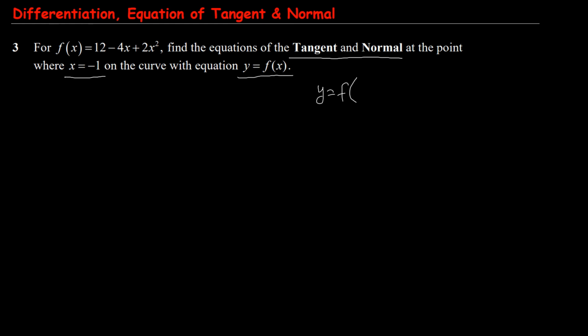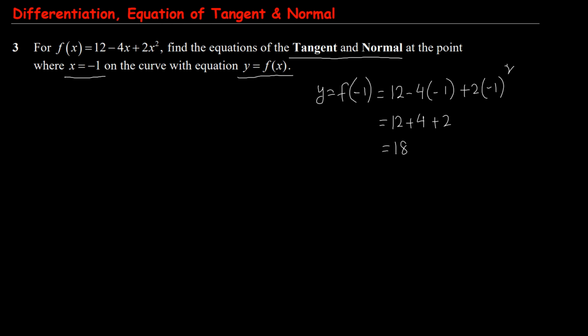Let's put x equals minus 1 here in our given equation, which is 12 minus 4 into minus 1 plus 2 into minus 1 whole square. So is it possible to do manually? Yeah, almost. 12 plus 4 was the 4, then plus 2, which is 16, 17, 18. So we got the value of y, which is 18. So we have x and y value.